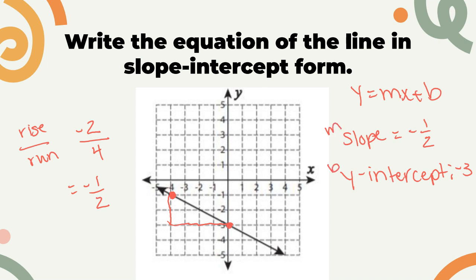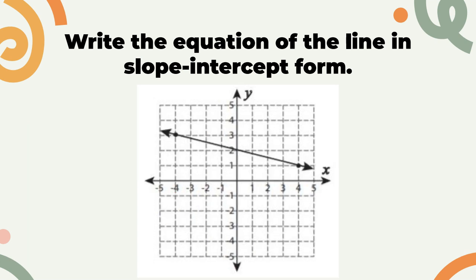So the slope of my line is -1 over 2, and our slope, remember, is m. Our y-intercept is b. So the equation of our line is y equals -1/2. We put that x there. And will it be +3 or -3? It's going to be -3 because our y-intercept is -3.